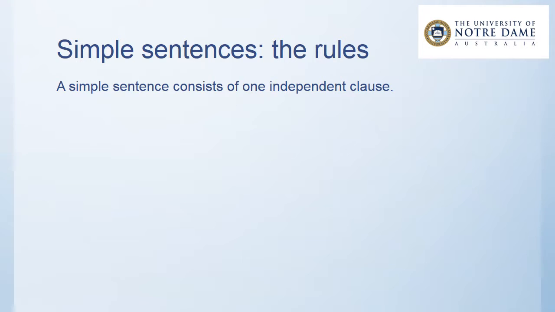Let's talk about simple sentences. A simple sentence consists of one independent clause. If you are not sure what the meaning of independent clause is, go back to English Lab and watch the presentation about clauses.